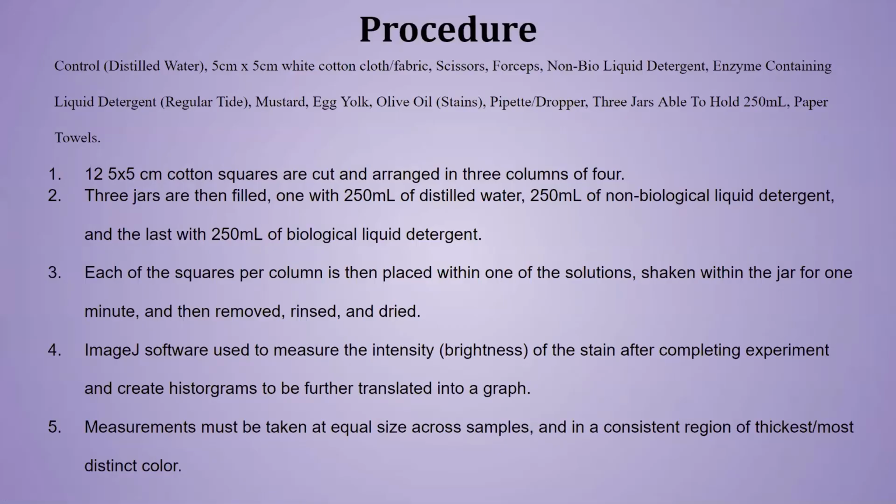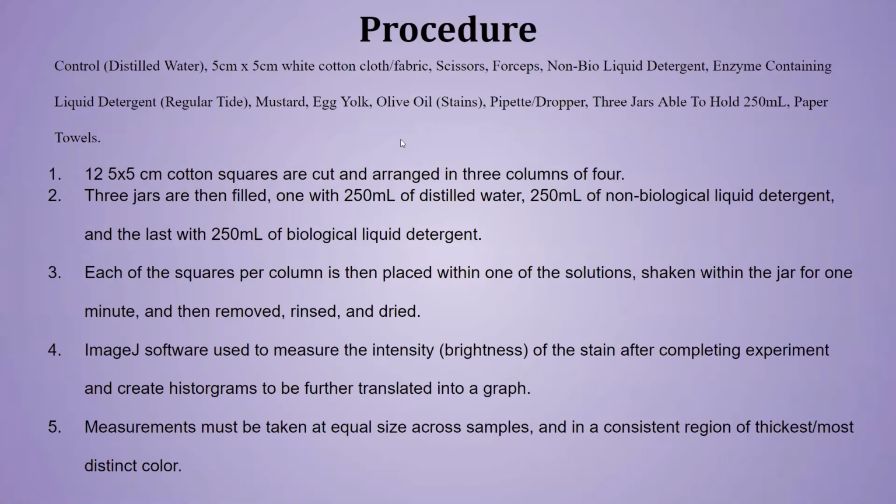The procedure is pretty simple. At the top, we have our materials. I cut 12 5 by 5 centimeter cotton squares and arranged them into 3 columns of 4. 3 jars are then filled, one with 250 milliliters of distilled water, one with 250 milliliters of non-biological liquid detergent, and one with the same amount of biological liquid detergent. Each of the squares per column is then placed within one of the solutions, shaken within the jar for 1 minute, and then removed, rinsed, and dried.